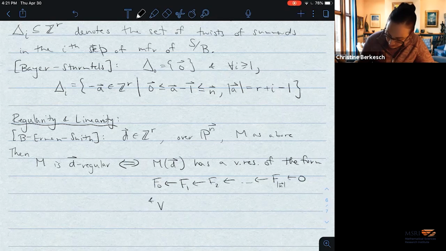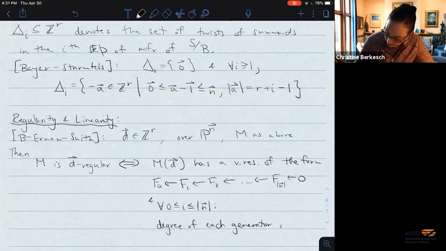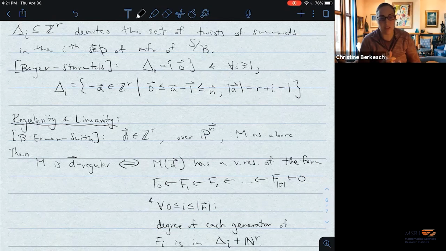And then when I look at the summands, the degree of each generator of F_i is in the set delta i plus N to the r. So instead of having strict linearity, we need to account for the fact that we have our irrelevant ideal B. Instead of something straight and linear, because we're in this higher dimensional situation now, we need these delta i's to spread things out as we move back.